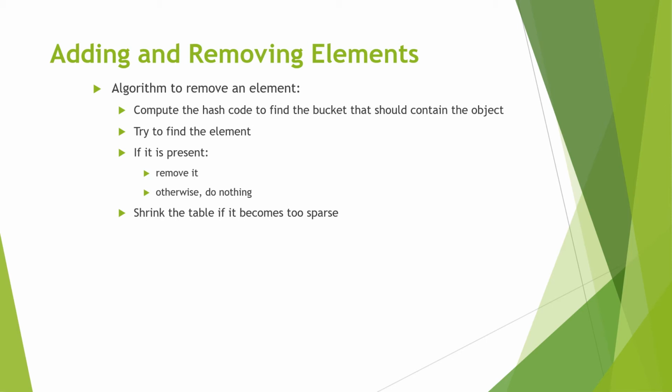And then it is important to shrink the table if it becomes too sparse. What does sparse mean? It means that if the load factor falls below some load threshold, then you need to simply shrink the table, which means that you have to reduce the number of buckets in that table. One way of shrinking the table is to divide the number of buckets in half and reallocate the elements of the table by transferring them from the old large table to the smaller new table with fewer buckets.